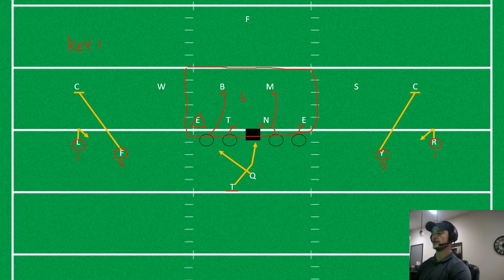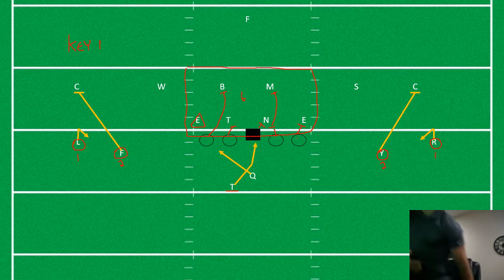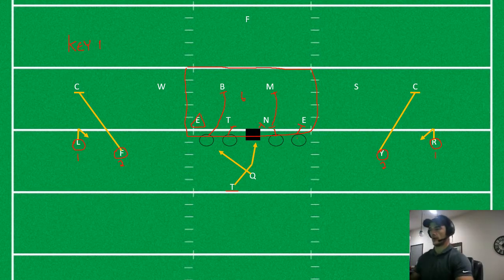And usually that signal is, after I call the play, the quarterback will look over at me, and what I'll do is I'll tap my belly like this. That means hand the ball. We're running the play. We're going to do a running play here. We're going to do inside zone here.